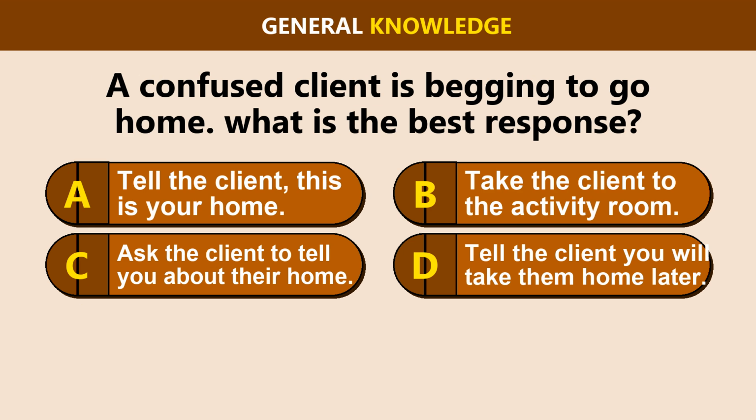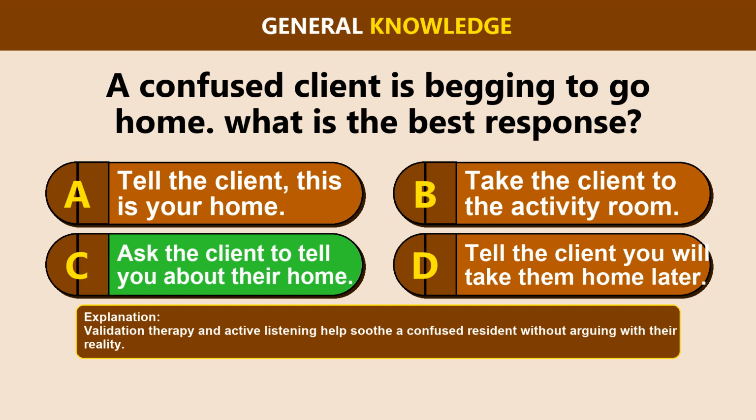Question 28. A confused client is begging to go home. What is the best response? Option A, tell the client, this is your home. Option B, take the client to the activity room. Option C, ask the client to tell you about their home. Option D, tell the client you will take them home later. The correct answer is option C, ask the client to tell you about their home. Validation therapy and active listening help soothe a confused resident without arguing with their reality.